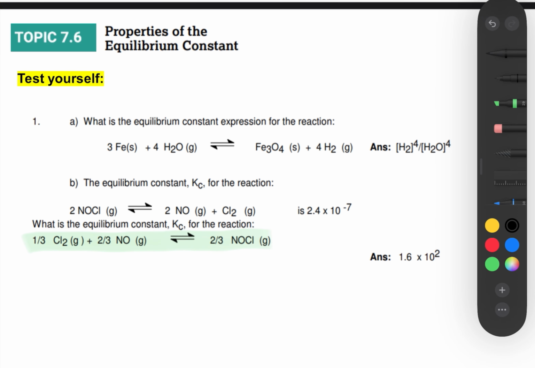Now, pause the video and read the question carefully. I will start with B because it's related to our lesson. The question says the equilibrium constant Kc for this reaction. You have a value of Kc that is given to you for the first one, with its corresponding value of Kc. The question is asking, how can I calculate the value of Kc for this reaction?